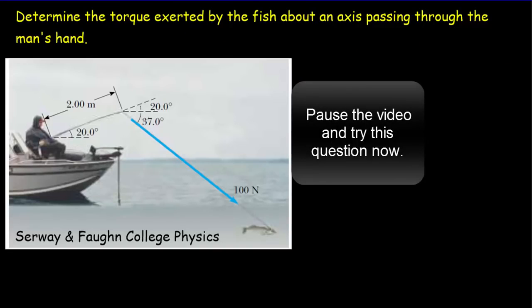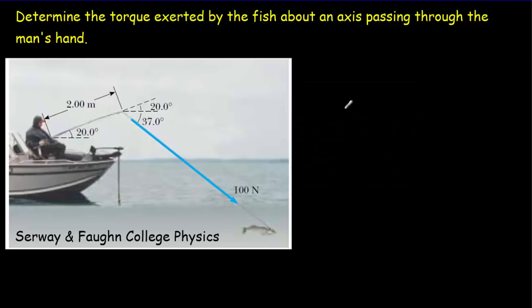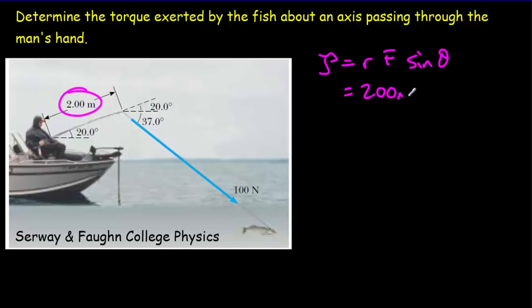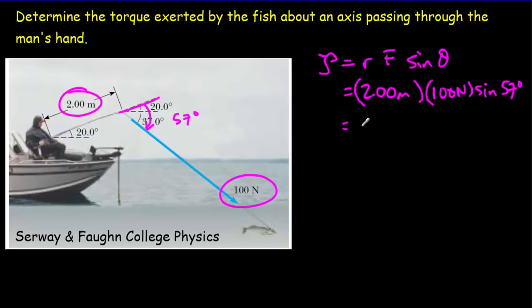Here's a final example taken from Serway and Vaughan's College Physics. What I'd like you to do is read it over, try it out for yourself, come back for the answer. Okay, so torque is equal to lever arm distance times force times the sine of the angle between the lever arm and the force. So our lever arm distance here, that's the 2.00 meters. The force is 100 newtons. And the angle between the lever arm and the force is 57 degrees. Multiply that out and you should get a torque of 168 newton meters.